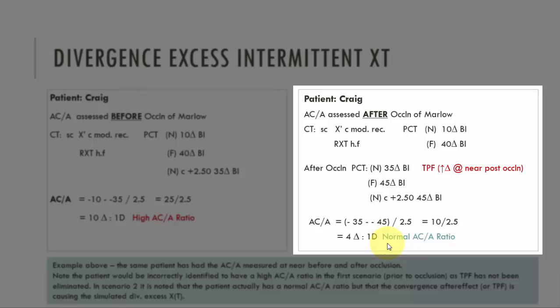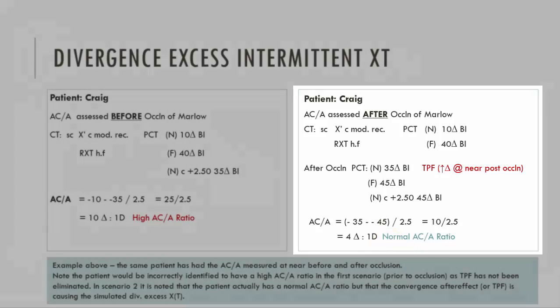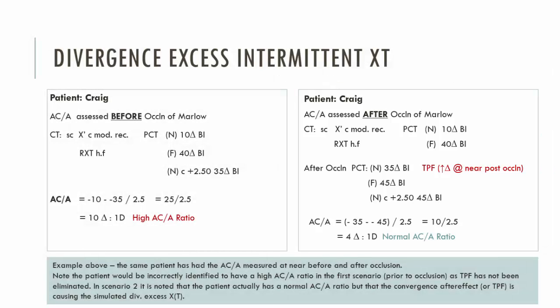because of TPF. And what we can see here is that our determination of whether a patient has a high AC/A ratio or not in these patients can be contaminated by TPF, and so we must decay that first before we measure the AC/A ratio.